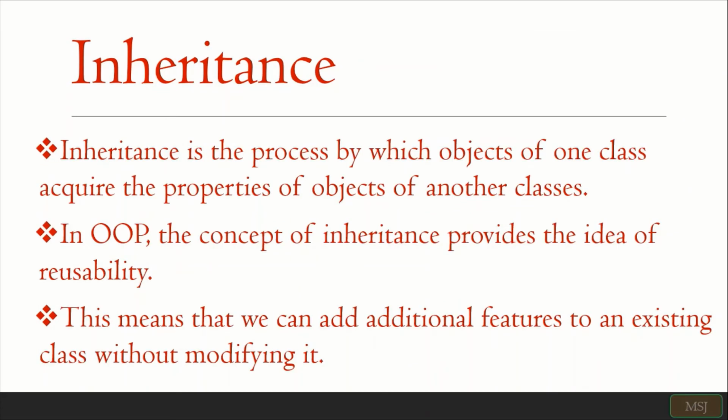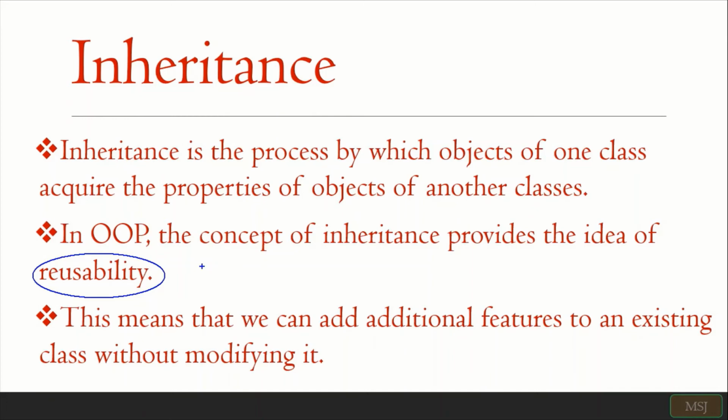Next concept, inheritance. We all know the meaning of inheritance, right? Inheritance is the property or the process by which objects of one class acquire the properties of objects of another class. What we do here is we declare a class first, and then we create some other classes based on the above class, or parent class. In object-oriented programming, the concept of inheritance provides the idea of reusability. So, what is the main use of inheritance? The main use of inheritance is reusability. We can reuse the code. We need not write again and again.